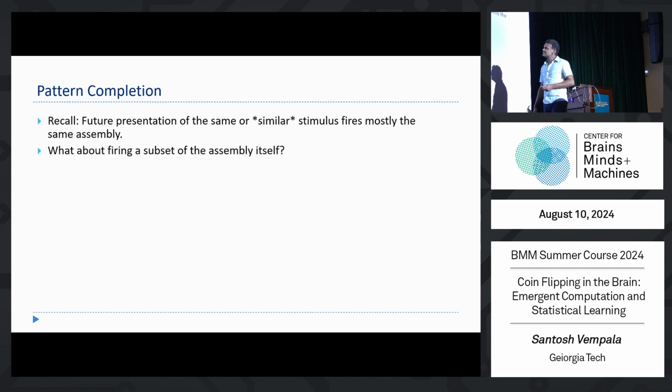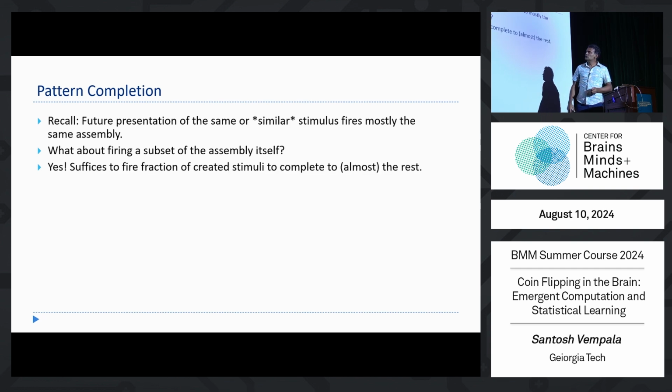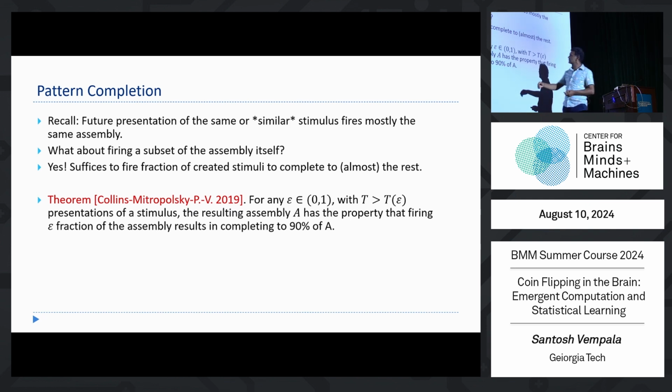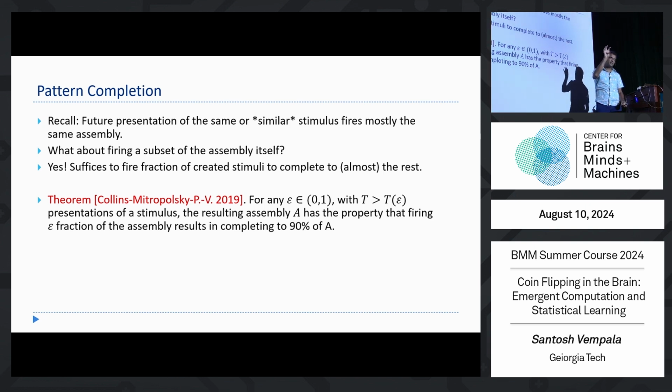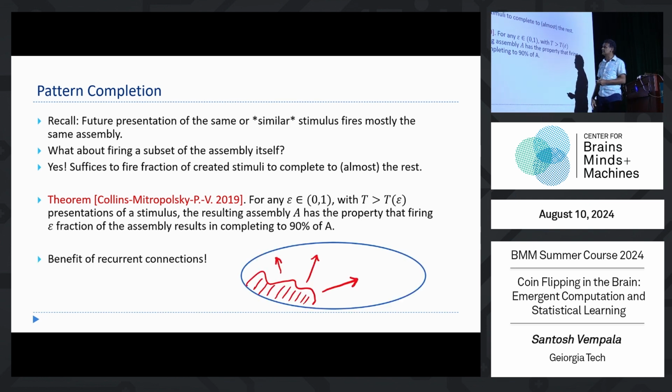The next thing you get is pattern completion. First of all, already from before, if you present the same stimulus, you'll get the same assembly firing immediately. But what if you fire only a subset of it, say 10% of that? As long as the assembly was strong enough, that means the stimulus was presented sufficiently many times, and roughly log of, I'll put up the theorem in a second. If you want that when you fire an epsilon fraction, the entire assembly should fire. So an epsilon fraction, this much of this person's face is enough to remind you of who it is. You just have to have seen that face enough times, and the number of times is log 1 over epsilon, basically.